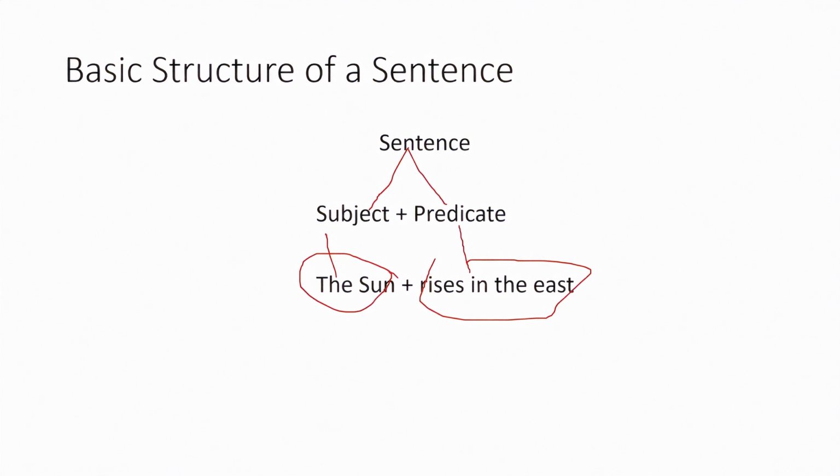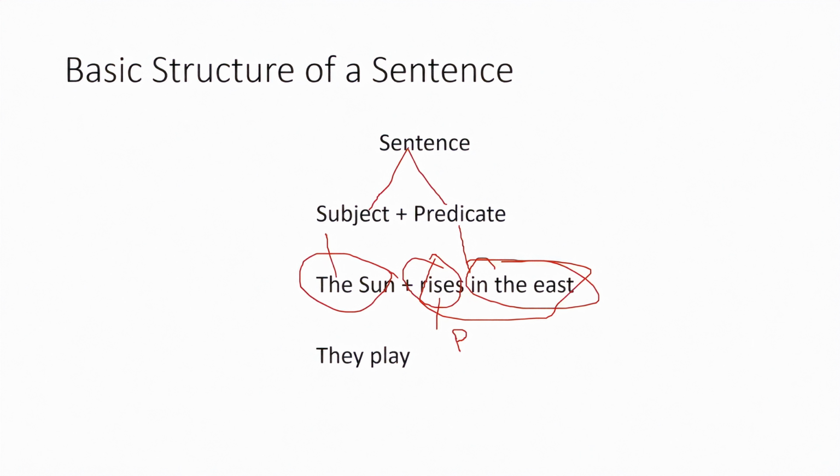Even the predicate has two parts. One is the verb and the other is the phrase. The verb is called the predicator. Verb plus the rest of the part is called predicate, or you can say that except the subject, all the rest of the sentence is called predicate, and the verb is called predicator. Predicate is a combination of verb plus other phrases.